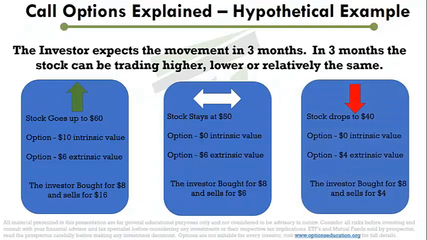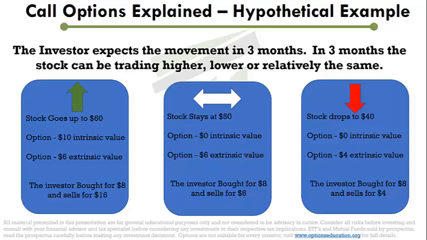What if the stock drops in value? Well, if the stock drops in value to 40, the option has $0 of intrinsic value, but you're certainly going to lose more of the extrinsic value if it goes against you. So what the investor bought for 8, he may have to sell for 4.